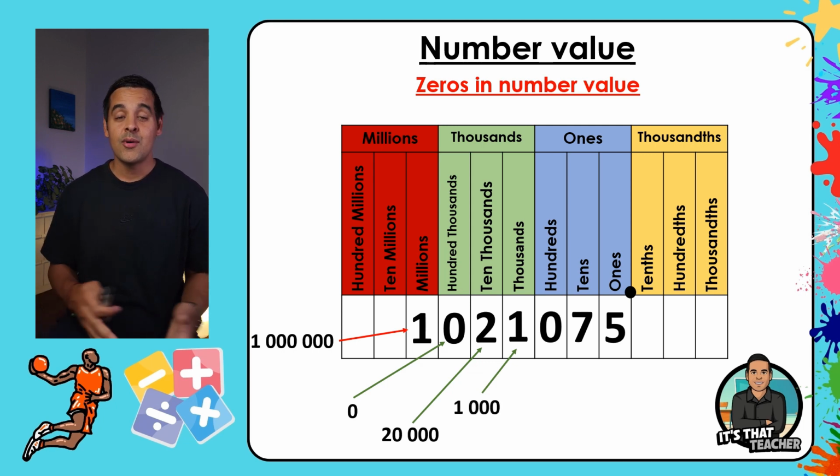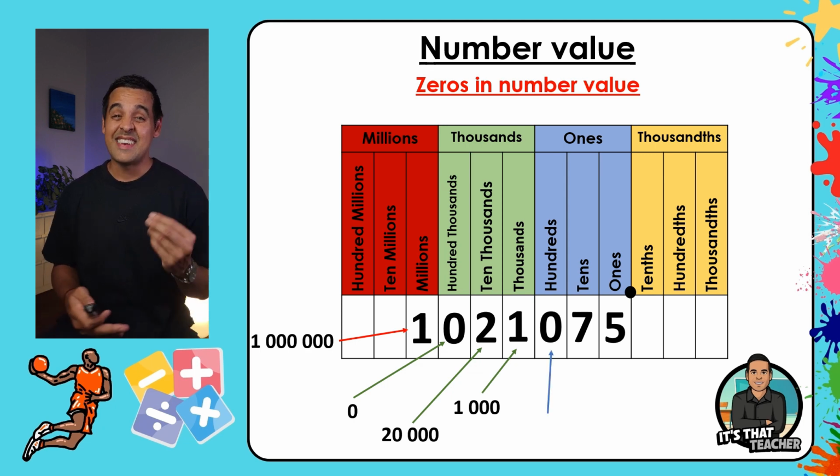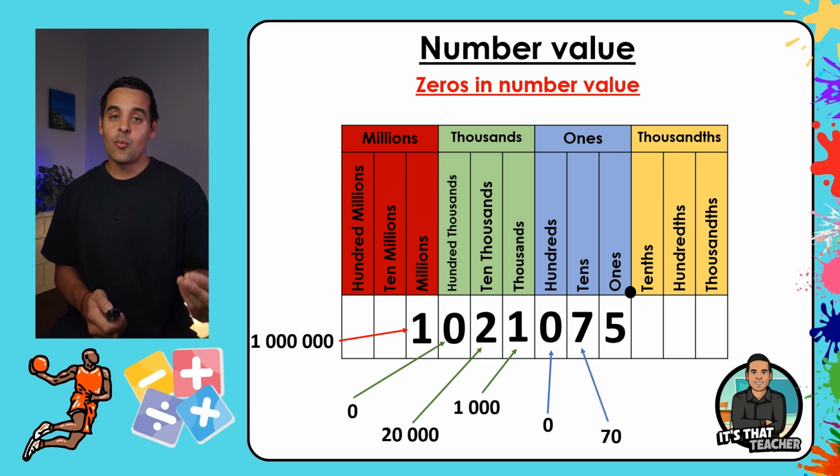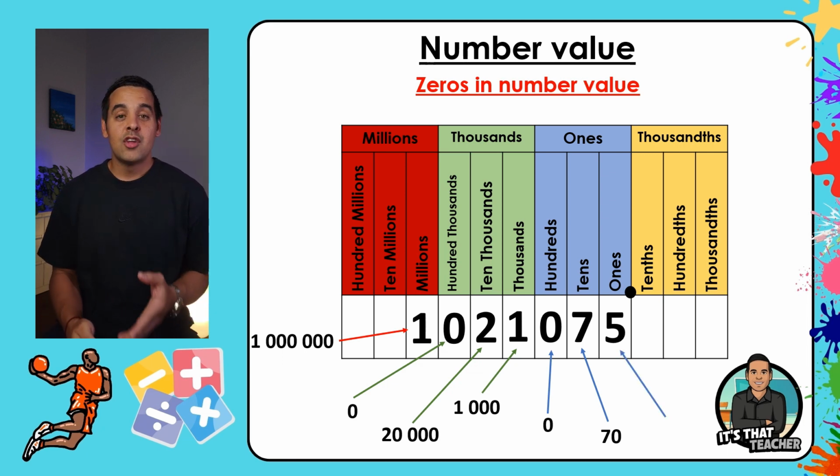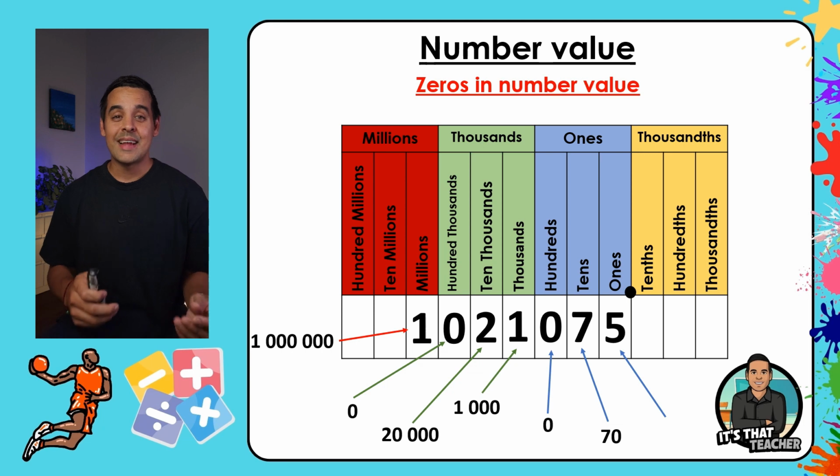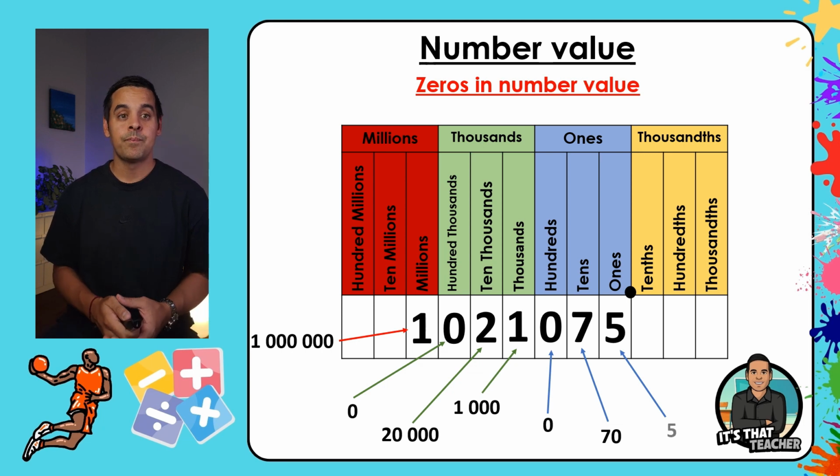Now we're back to a 0. Anytime you see a 0, it's super simple. 0 is worth nothing. In this place, in number value, it's worth nothing. So the value of that number in that column is 0. Finally, the 7 in the tens, that would be 70. And finally, 5 in the ones, the number value would be 5. So hopefully that helps. Just remember, 0 is worthless in number value, but you do have to include it.